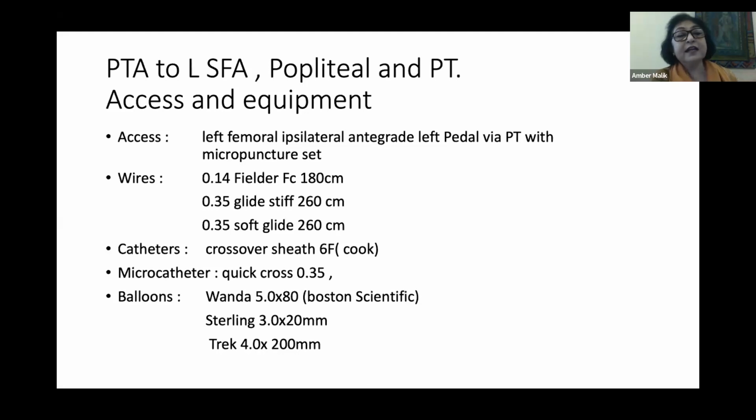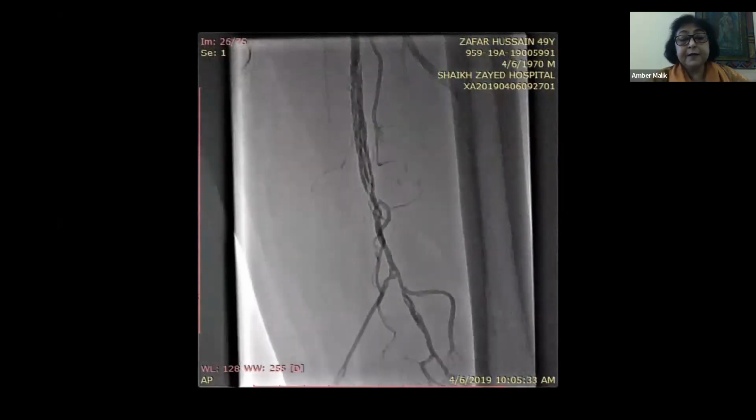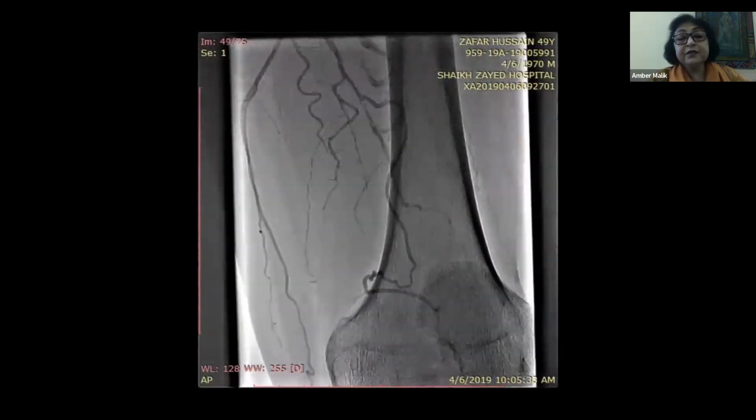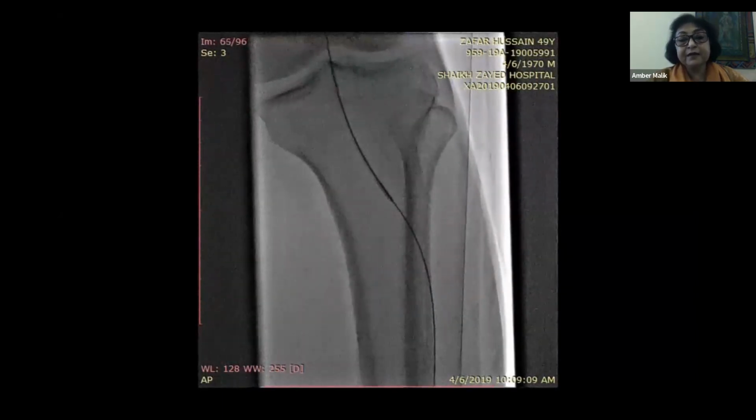We decided to take a left femoral ipsilateral antegrade approach. We also did a pedal wire, a micropuncture set. The wires finally used were Fielder FC, stiff glide, and soft glide. A crossover sheath from Cook was also taken, however we did not eventually use it. Then a microcatheter, Quick-Cross, was used and balloons of different sizes, 5, 3, and 4. It got wired quite easily through the SFA and right into the tibials with the help of the microcatheter, and we got to this point.